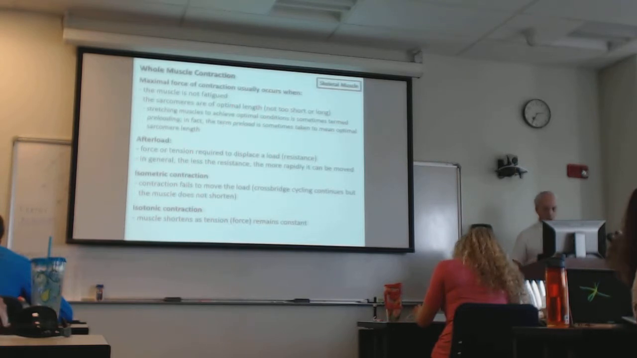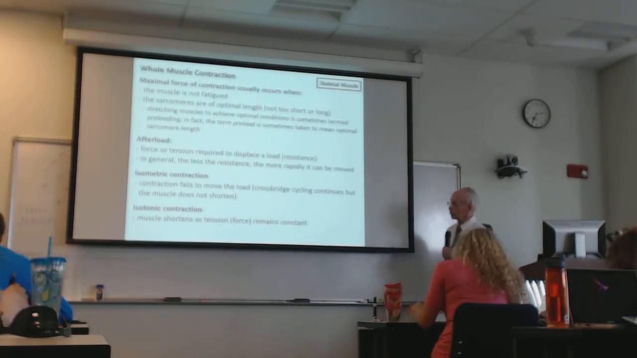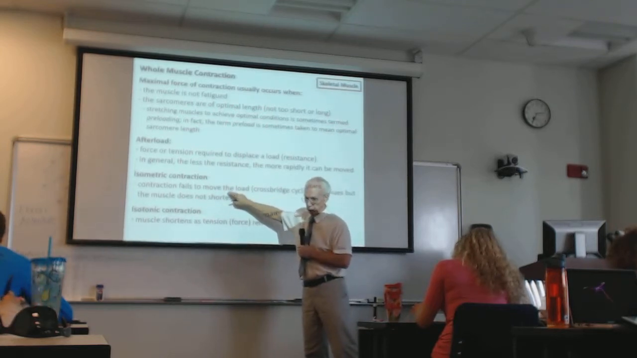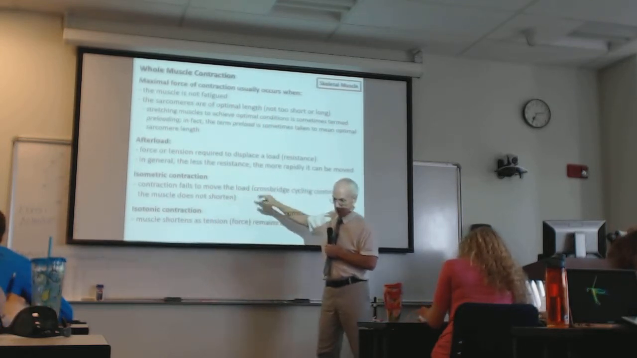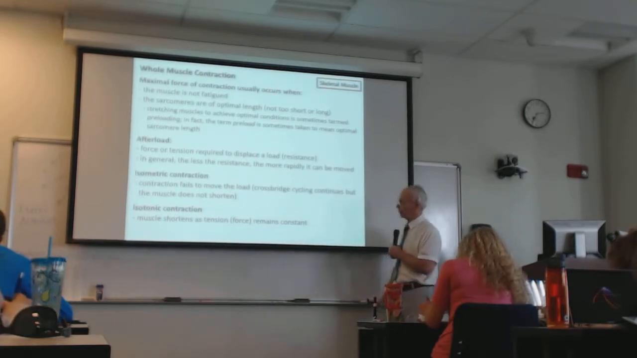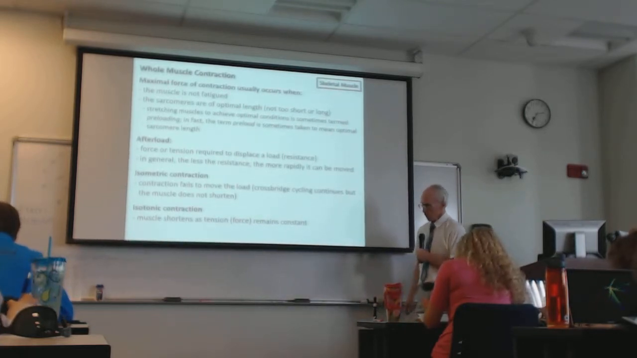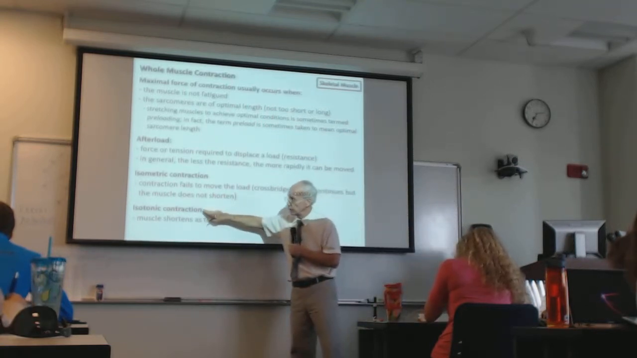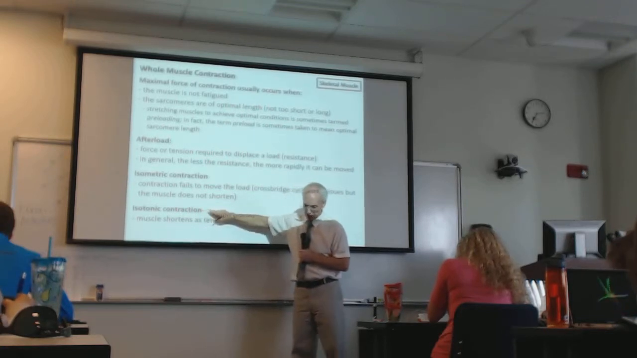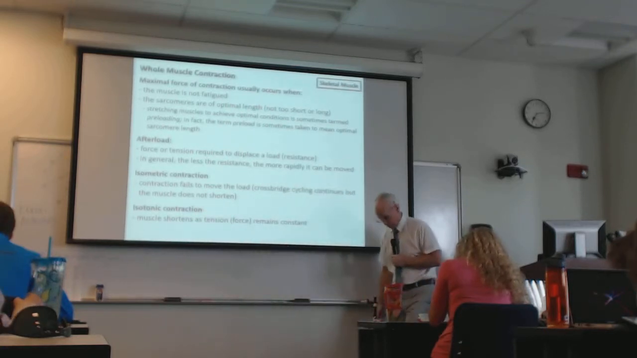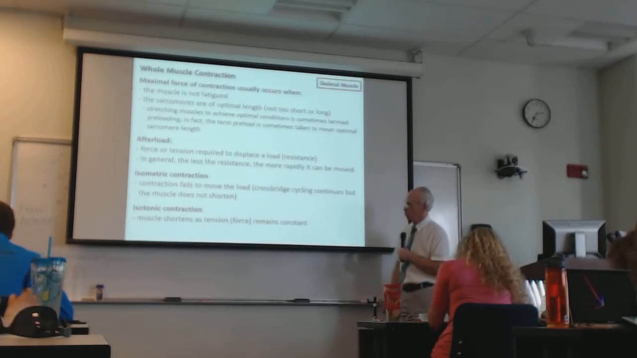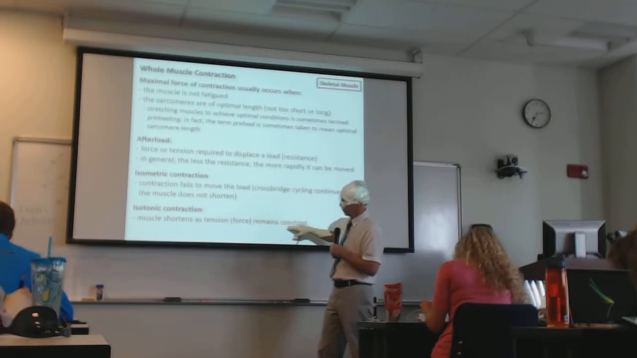Isometric contraction implies that the muscle is under tension, but it does not displace the load. So the sarcomeres, the fibrils, are utilizing energy. They are attempting to contract, but they're not displacing the load. Isotonic contraction, on the other hand, implies that the sarcomere, as it shortens, is also displacing the load.